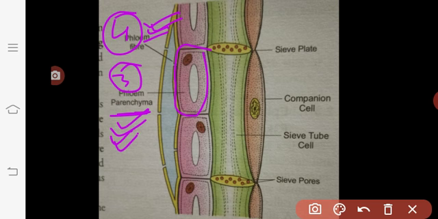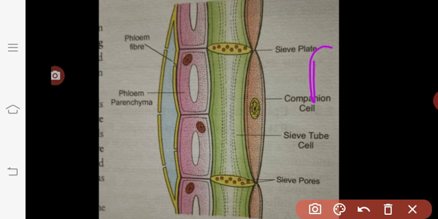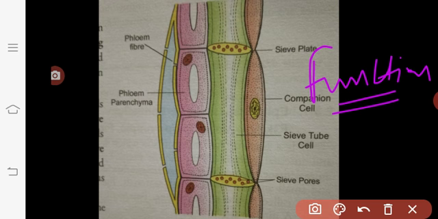Now, what are the main functions of phloem? First, the main function is conduction of food. Phloem conducts organic food throughout the plant. Conduction occurs both in the upward direction as well as the downward direction, from leaves to the storage organ and from storage organ to the growing organ.